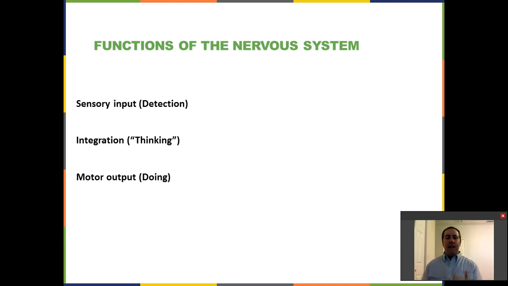And then after it thinks about what that sensory input tells me, it then has to decide, what do I do? And so it's going to have an output. In most situations, that output is going to go to a muscle. And so that is going to be a motor output.